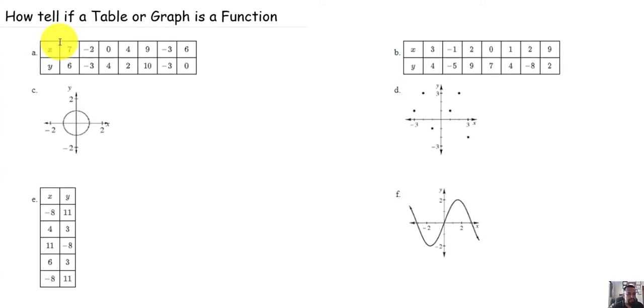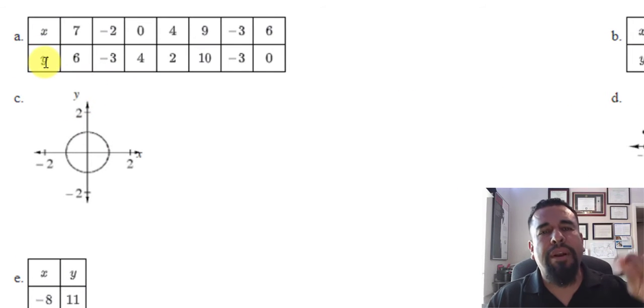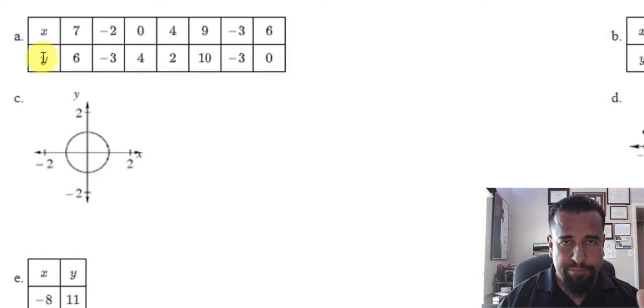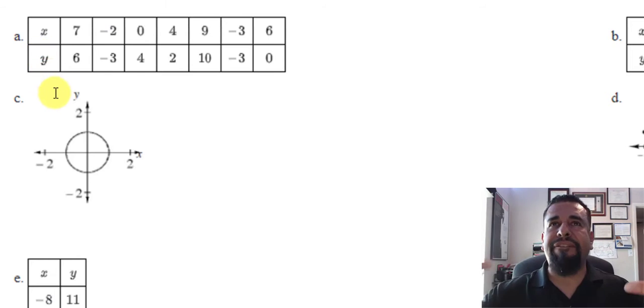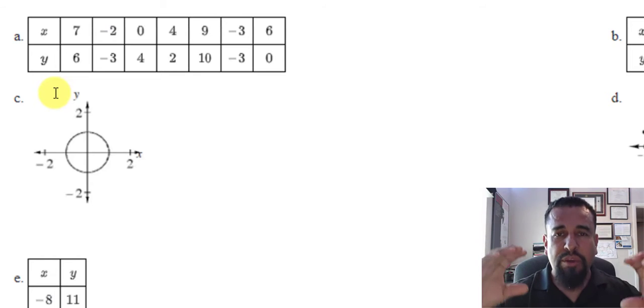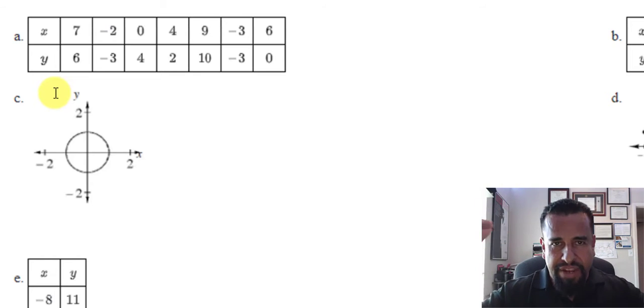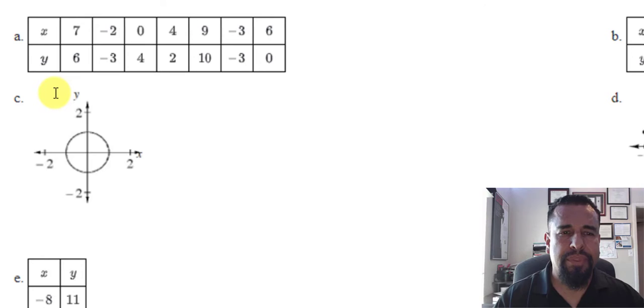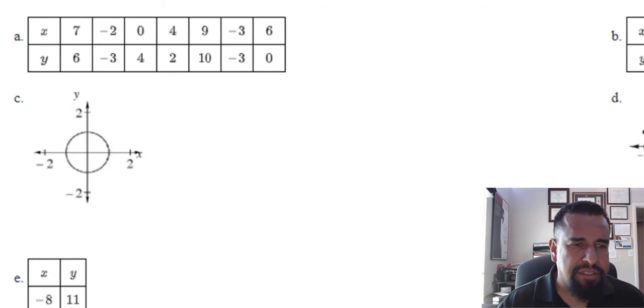Let's look at the first table, table A. What we want to focus on is the inputs. And why? Because the definition of a function is for every input, there is only one output. Every input, only one output. All right, so let me show you what that means.